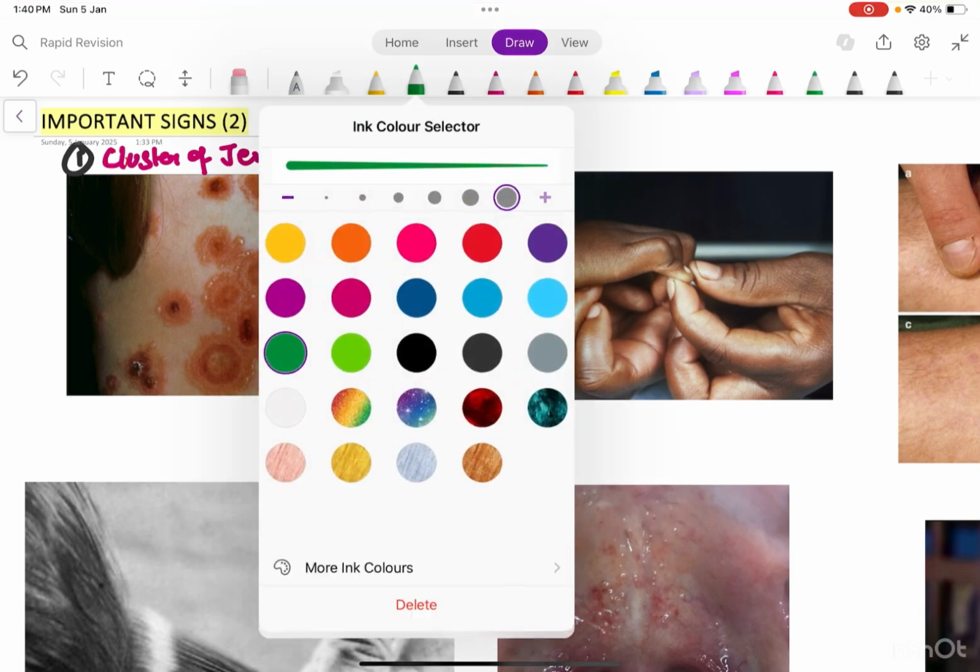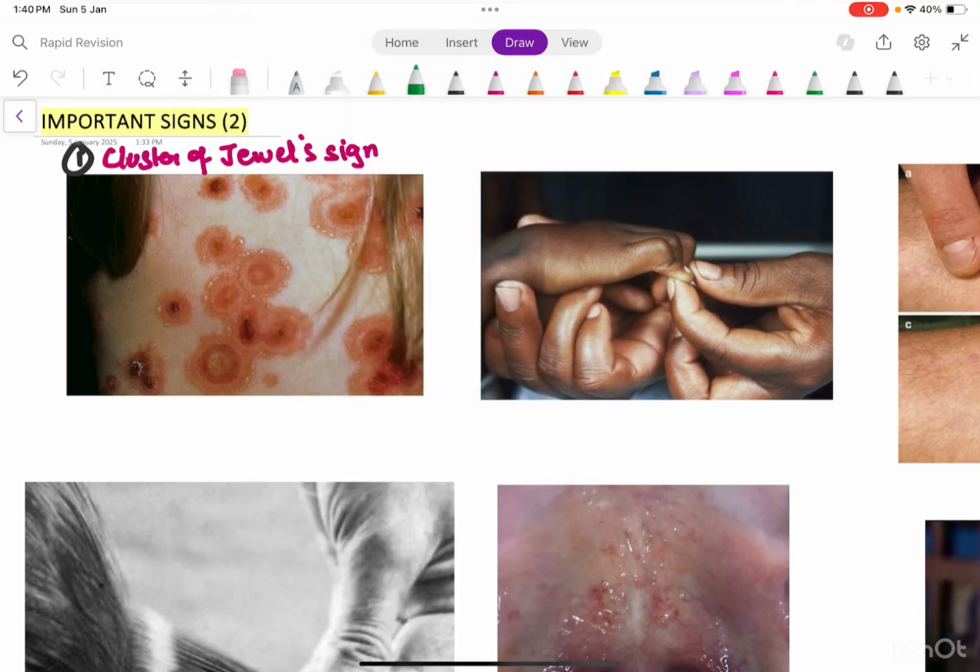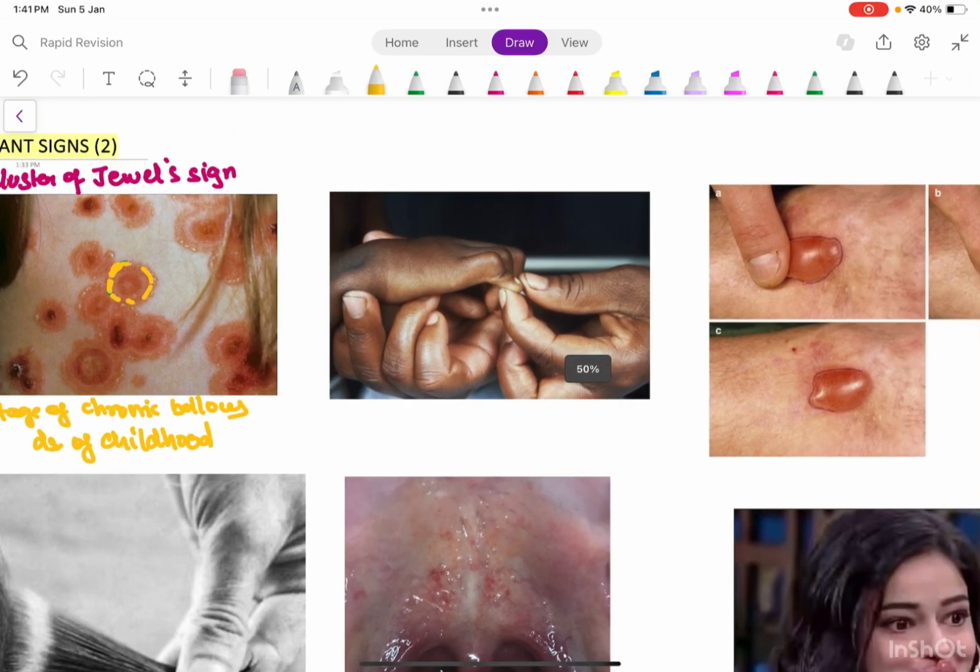Now why this is called the cluster of jewel sign is because there are these strings of pearls, right? Can you appreciate there's a string of pearls and they occur in such a direction that new lesions appear close to the margin of the older ones, right? So this is usually seen in the early stage of chronic bullous disease of childhood.